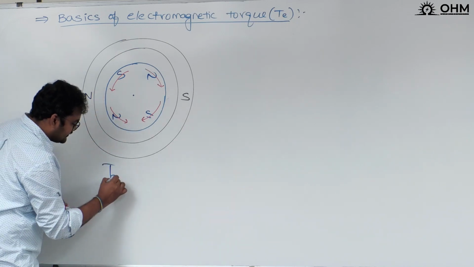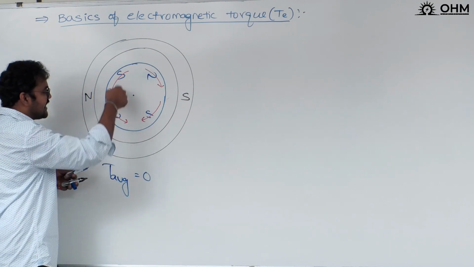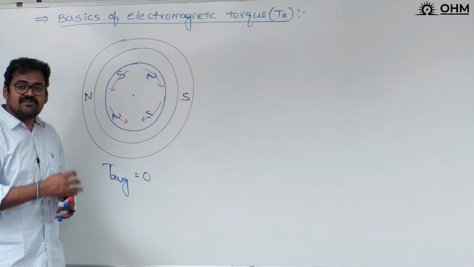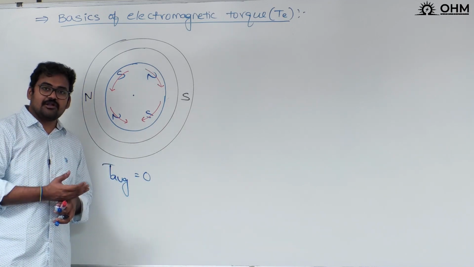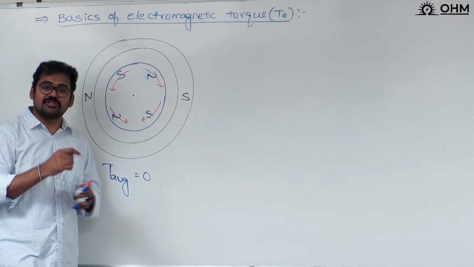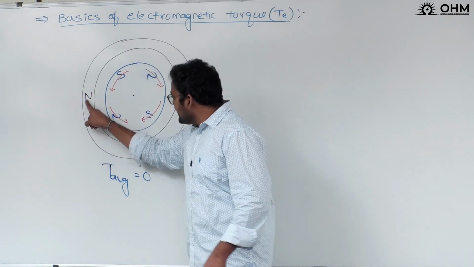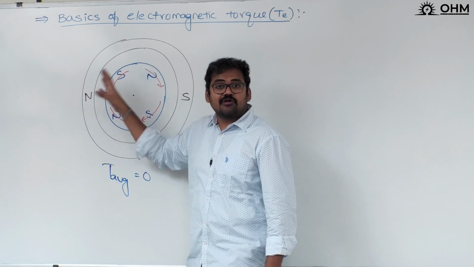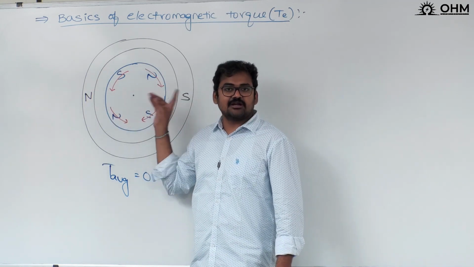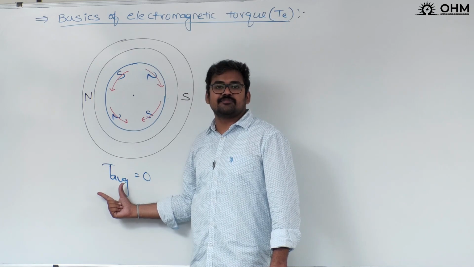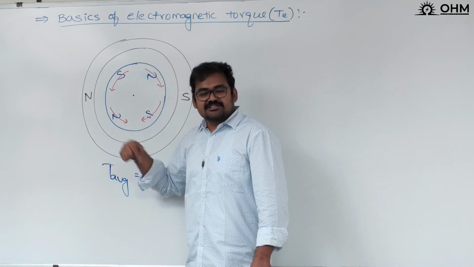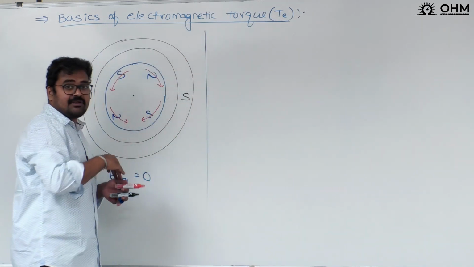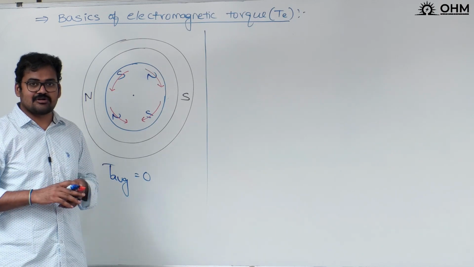I can write: average torque is equal to 0. This is anti-clockwise, this is clockwise. Both will cancel each other. Average torque is equal to 0. If average torque is equal to 0, can the rotor rotate or not? Obviously it cannot rotate. So what is our observation? When a stator has 2 poles and the rotor has 4 poles, that means the number of poles are not equal in stator and rotor. In that case, average torque will be equal to 0. Understand? That's why let us move to the next case, where I will consider the same number of poles in the stator as well as the rotor. See here.